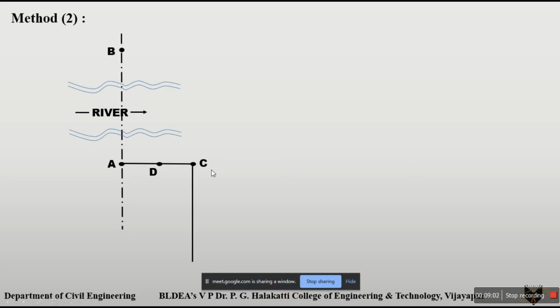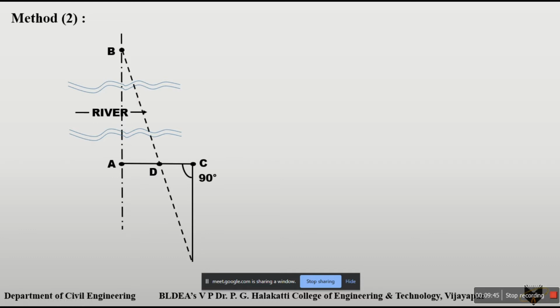We have to draw a perpendicular line at the point C along the progress of your chain line. Then keep one ranging rod here, and one more ranging rod here. Then you have to align these two ranging rods along the straight line. One more ranging rod has to move along this perpendicular line. When this ranging rod comes onto this line, in line with the other two, stop moving it. Like this, this is the 90-degree line.